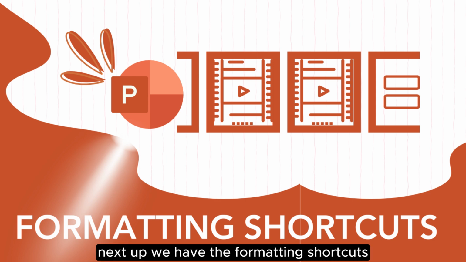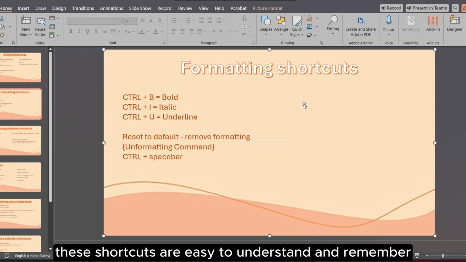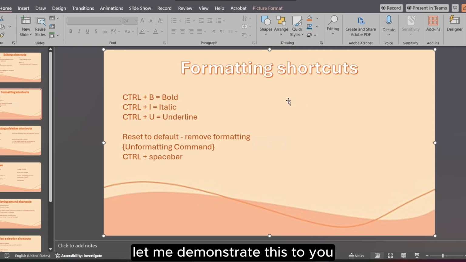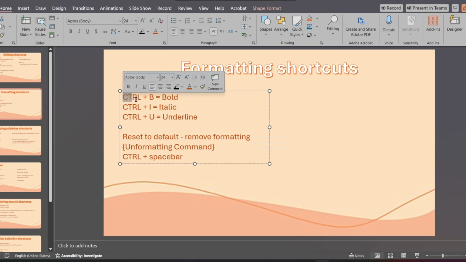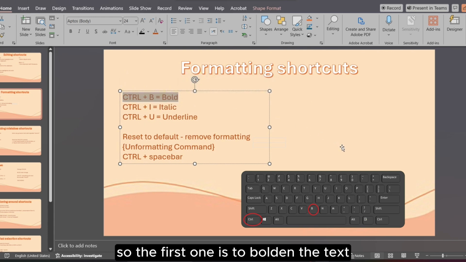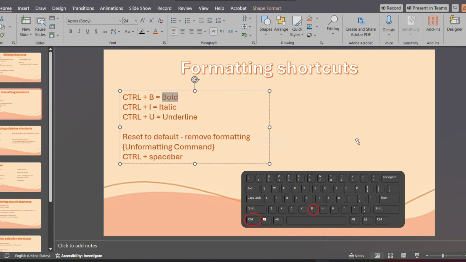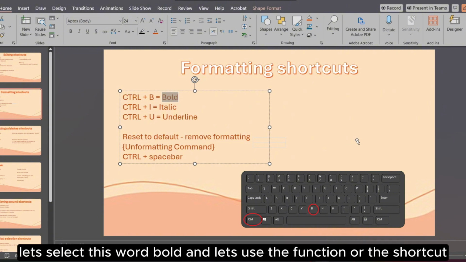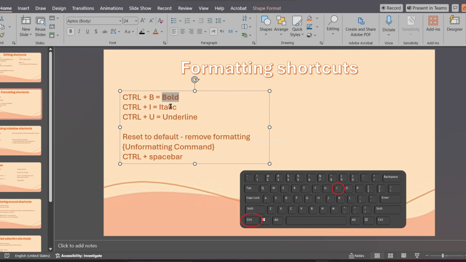Next up, we have the formatting shortcuts. These shortcuts are easy to understand and remember. Let me demonstrate this to you. So the first one is to bolden the text. You use it by holding down Ctrl and B. Let's select this word, bold, and let's use the shortcut.